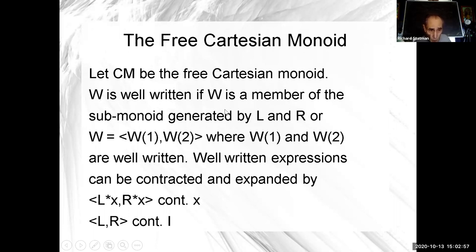So, we have a term. W is well written if it's a member of the submonoid generated by L and R. That is a string of L's and R's multiplied together, but it's associative. Or it's a pair of such terms. So here's an inductive definition. That's what I mean by well written.